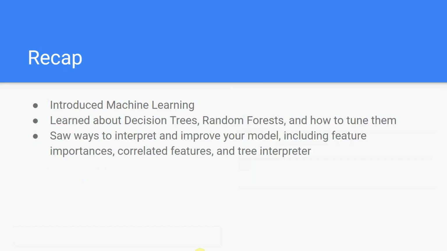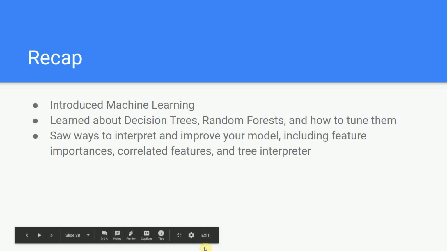So just a quick recap, we introduced machine learning. We talked about a couple different models, decision trees and random forests. And we talked about how to peer into them, how to understand them, how to look at your data, how to augment your data to make your models better, and really understand what's going on under the hood.